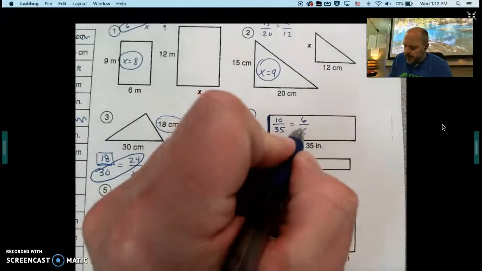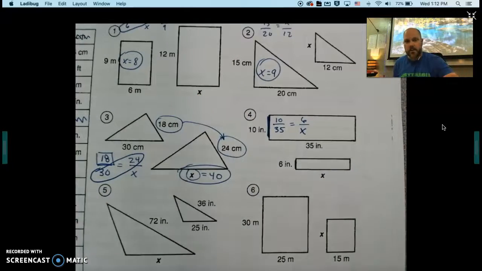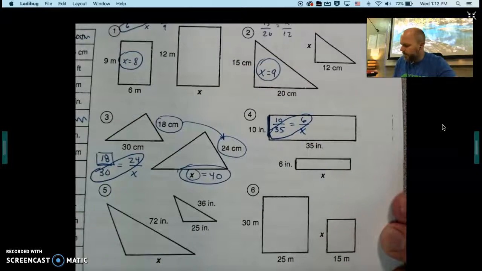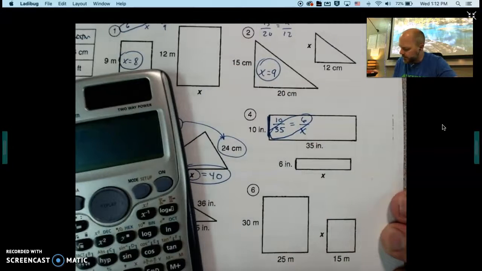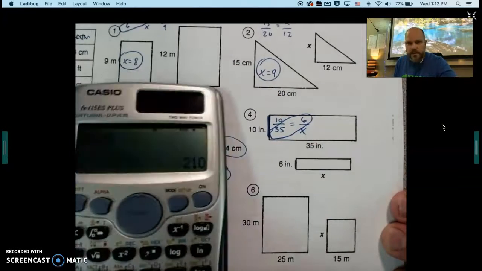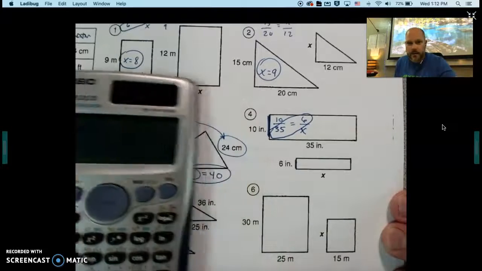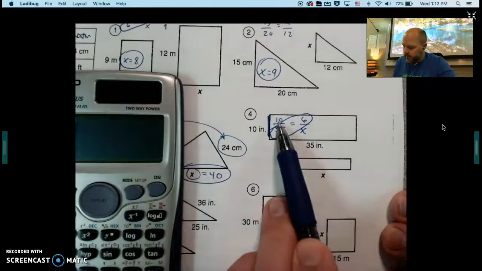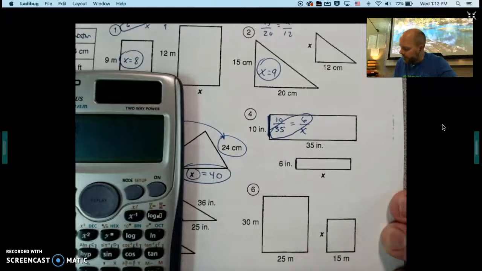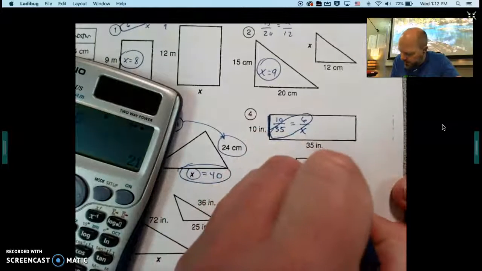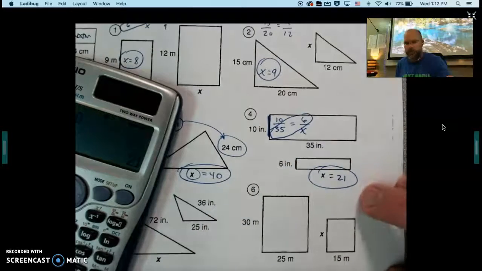Okay? So, same process when you cross multiply. You multiply the numbers that are diagonal from each other. 35 times 6 is 210 divided by, so I'm going to hit divided by 10 because that's the number that's left that's by itself. And that is 21. So this x equals 21. Okay?